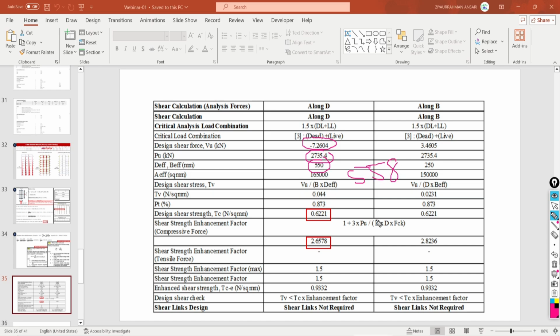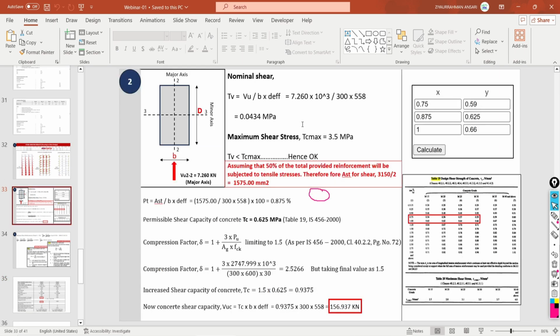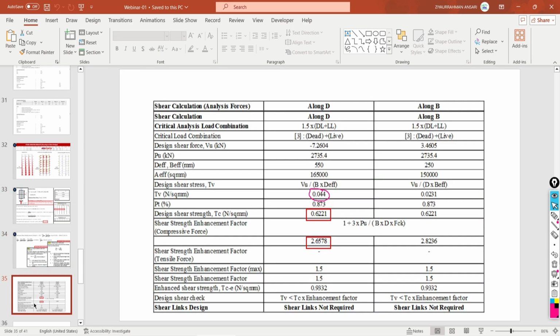The slight difference is there. Now you can correct it by altering the clear cover to the column. What clear cover have we defined for the column? 40. If you alter this, you will get exactly 558. Now, what is the nominal shear they are getting? 0.044. And in our calculation, what are we getting? Nominal shear 0.043. So almost the same.